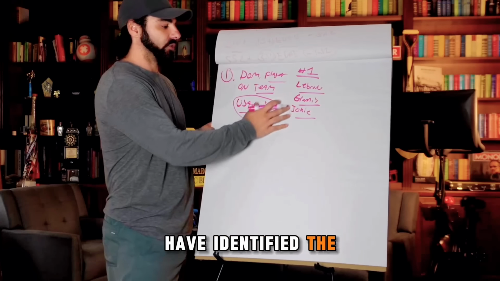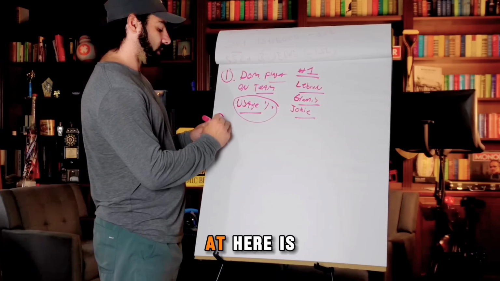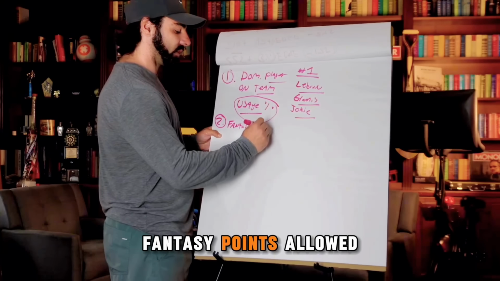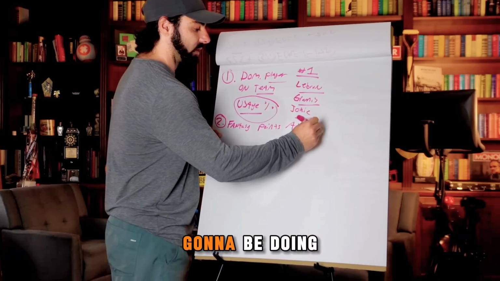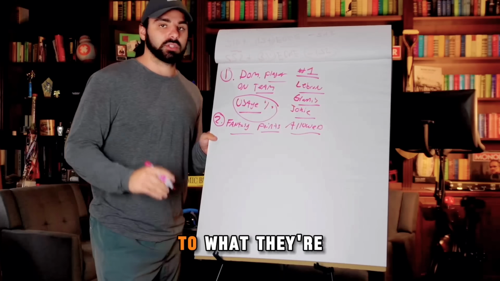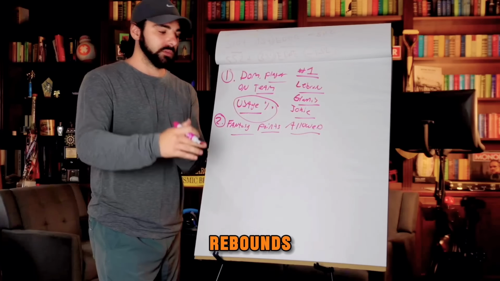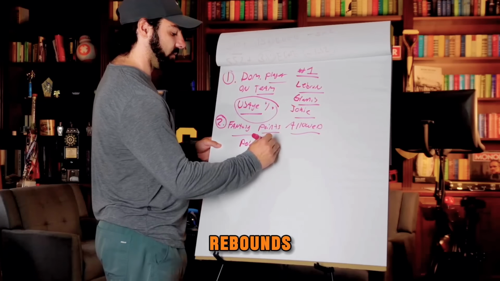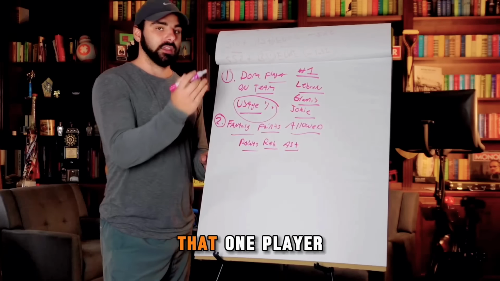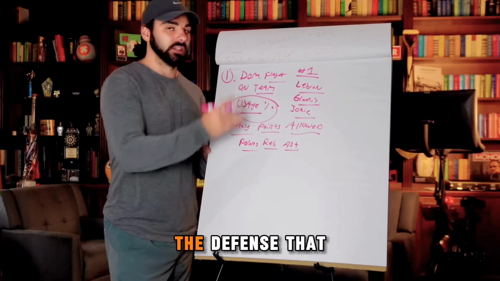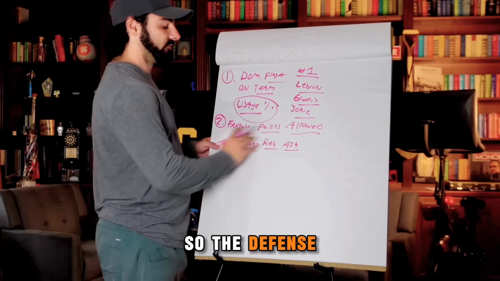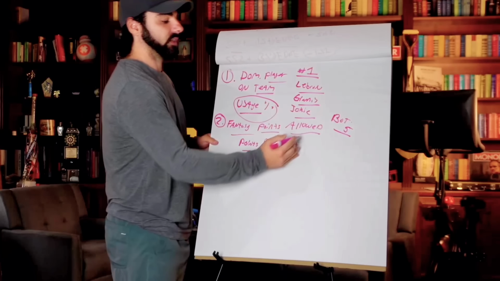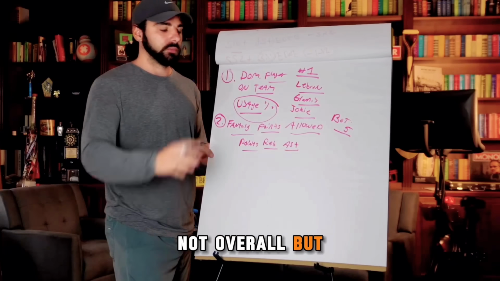Now, once you have identified the correct players and you have a list of players, the next thing we're going to look at here is fantasy points allowed. What we're going to be doing here is correlating fantasy points to what they're actually doing on the court for their points, rebounds, and assists. We're going to be looking at that one player for their fantasy points allowed, the defense that they're going against. The defense they're going against should be in the bottom five in fantasy points allowed per their position, not overall, but per their position.